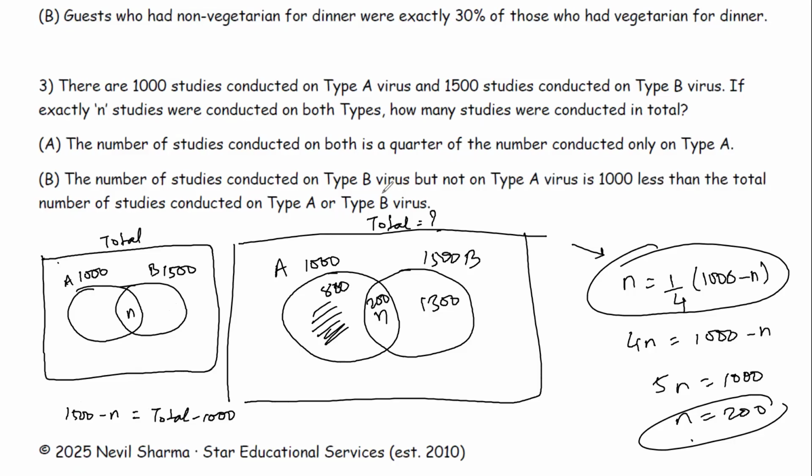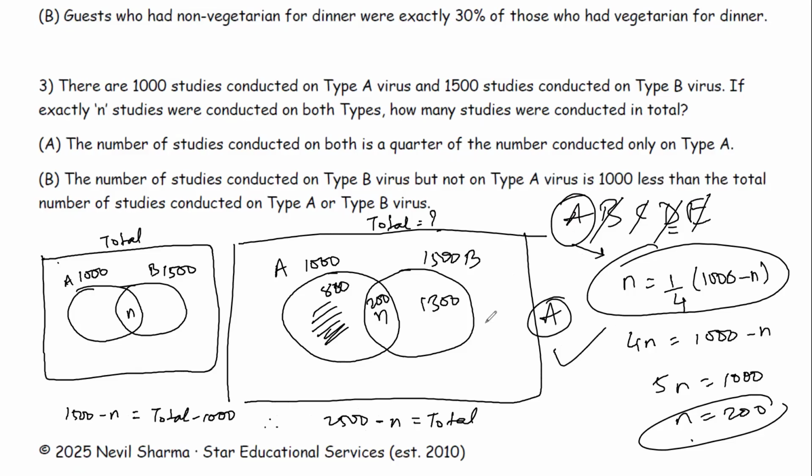Number of studies conducted on type B virus, but not on type A. So only B is 1,500 minus n, is 1,000 less than the total number of studies conducted on type A or type B. So total minus 1,000. So statement B. So A worked, correct? So if B works, then D is the answer. But out here, what we are getting is 2,500 minus n is equal to total, but we are not getting the total. And we don't know. Could be anything. So therefore D is out because B doesn't answer. A is the answer out here. Only A answers.